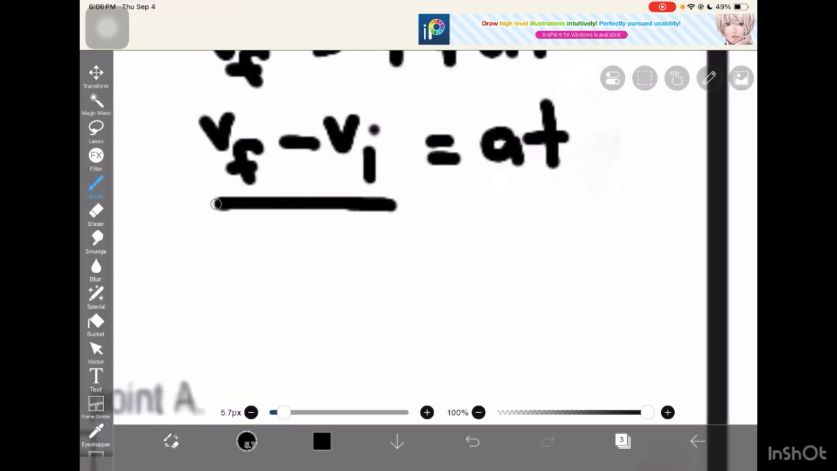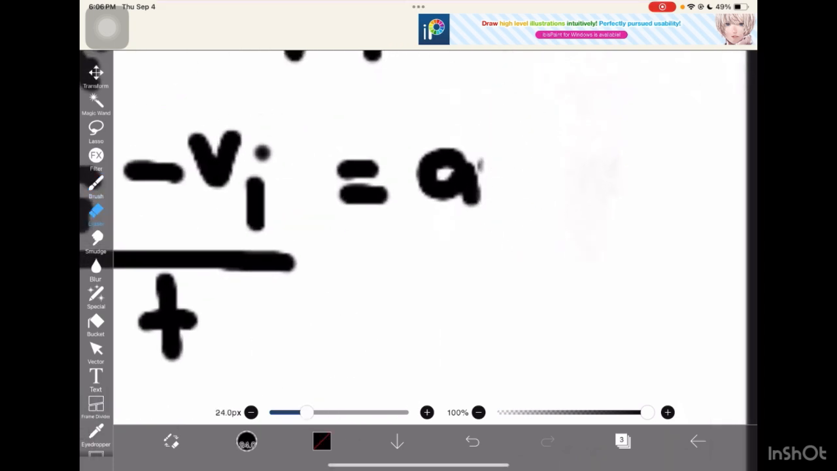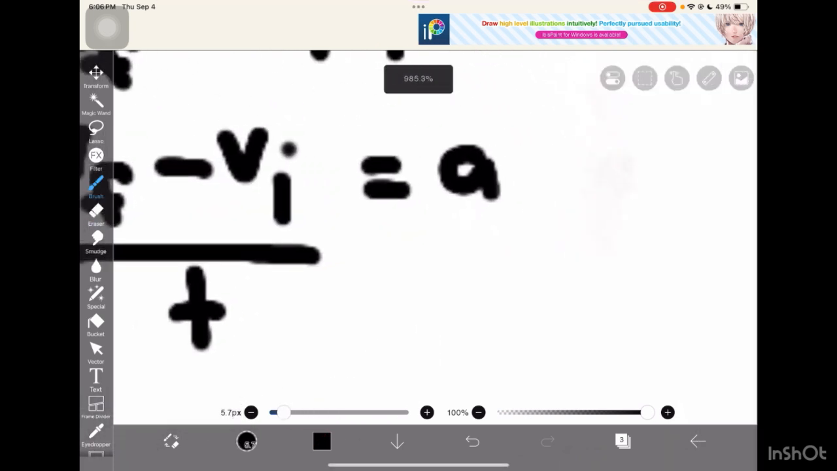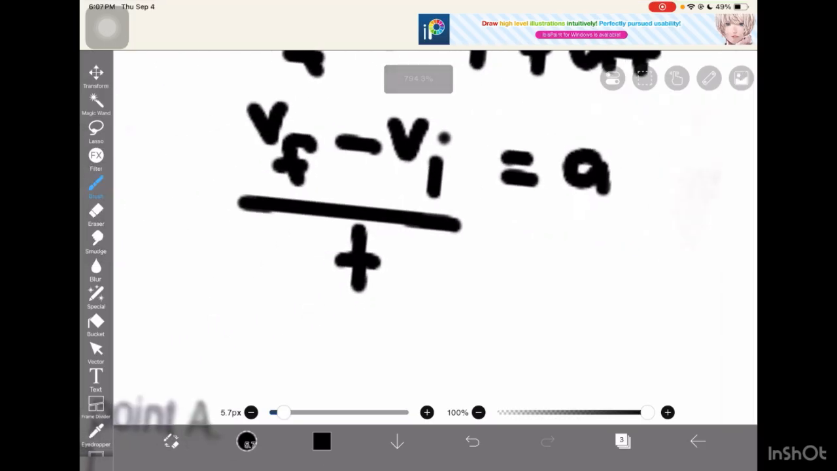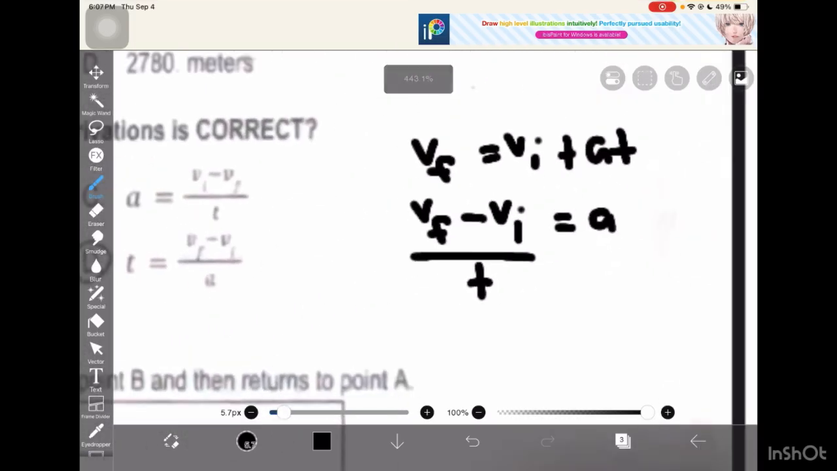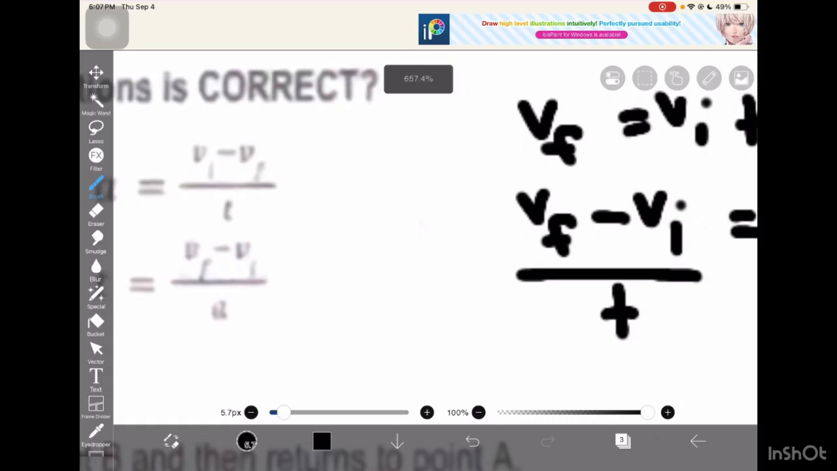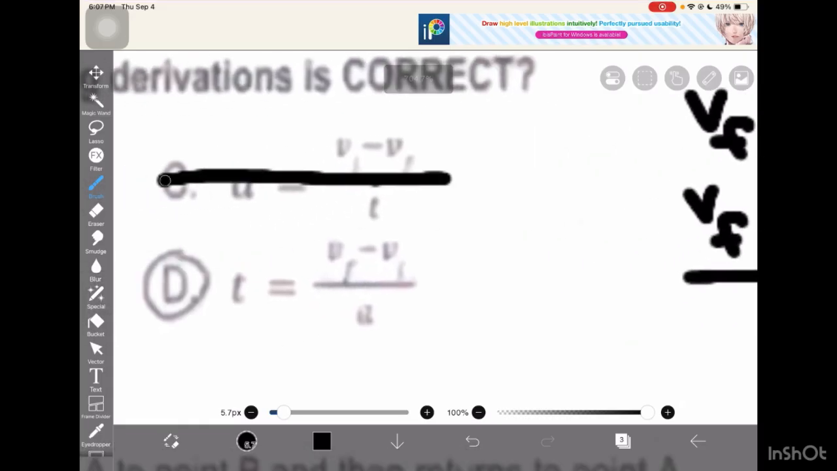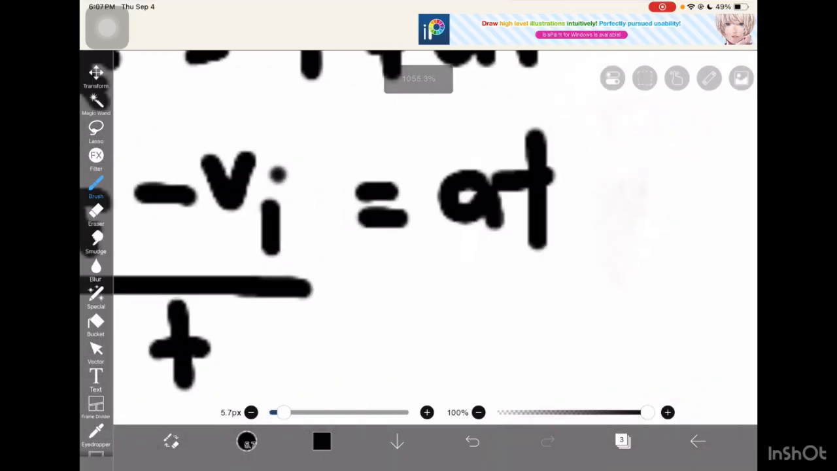So it becomes like this. So there you go. We divided by T, so T gets cancelled out, but here we have an extra T over here. So it says V sub F minus V sub I over T equals A, but here it says V sub I minus V sub F, which is swapped. So therefore, it's incorrect. So the correct answer here is going to be this one. So let's revert it.